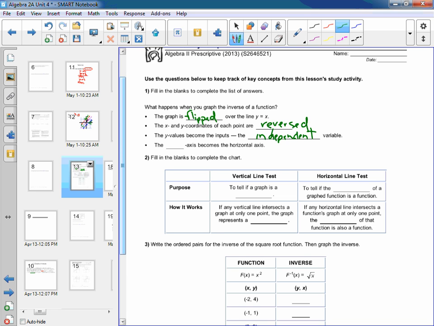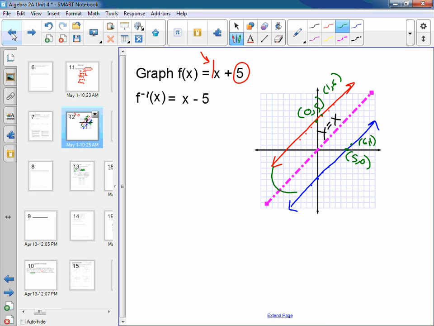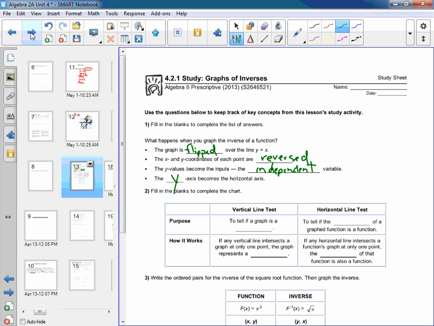And then the blank axis becomes the horizontal axis. Well, the x-axis was the horizontal, so they're looking for the y-axis. Now becomes the horizontal axis. And that's kind of explaining all this stuff here that we talked about. Okay.